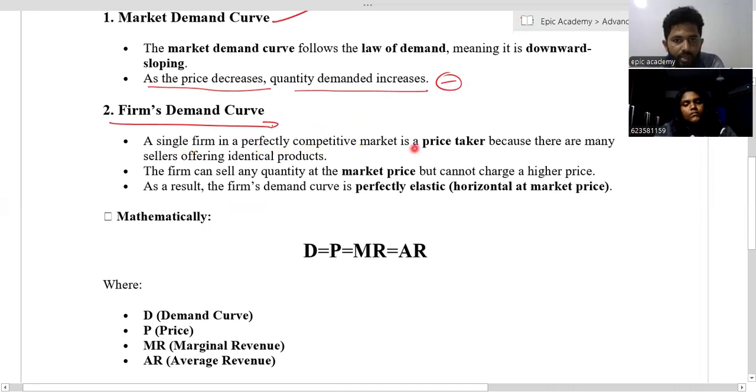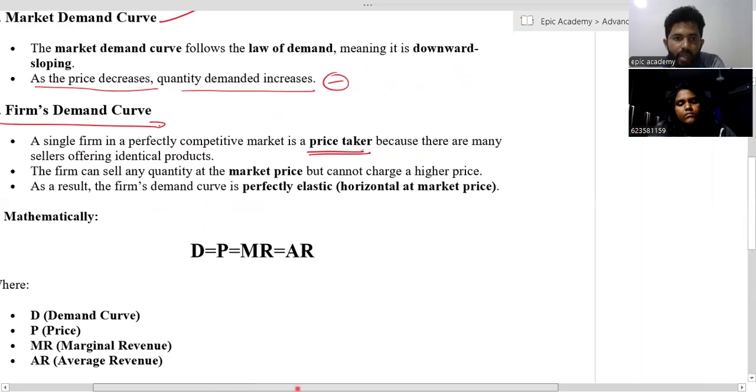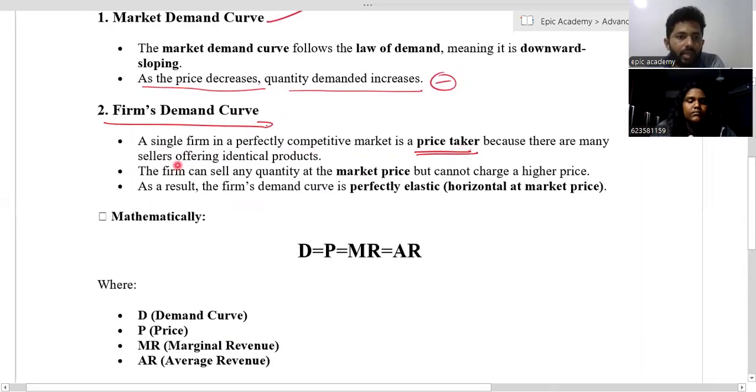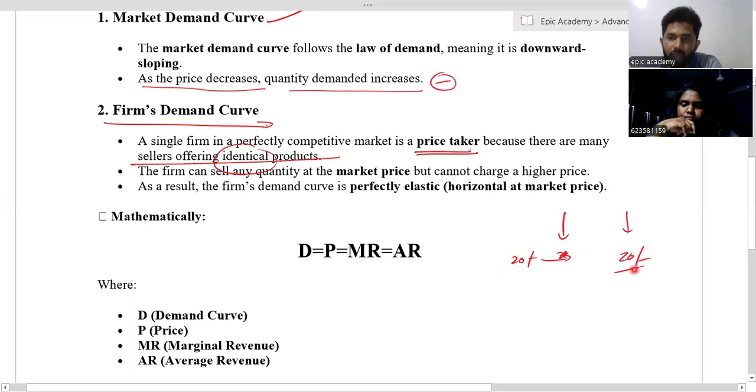But here, the firm's demand curve, for only one firm, a single firm in a perfectly competitive market structure, acts as a price taker. It cannot change the price of its own production because there are many sellers offering identical production. Identical production means homogeneous product. If you are producing a similar product and the market price is just 20 rupees, then you have to accept it. If I am also producing a similar product, I also have to sell my product at 20 rupees. That is what we call a price taker, because there are many sellers offering identical, homogeneous, same production.